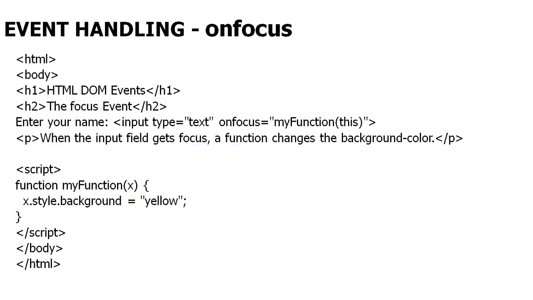And the next one, onfocus. The HTML tag is open, the body tag is open, H1 is HTML DOM events, and H2 is the focus event. Enter your name: input type equal to text, onfocus equal to myFunction(this). We call myFunction here: x.style.background is yellow. We are mentioning that the text box background color should be yellow when the input field gets focus. The script tag, body tag, and HTML should be closed.